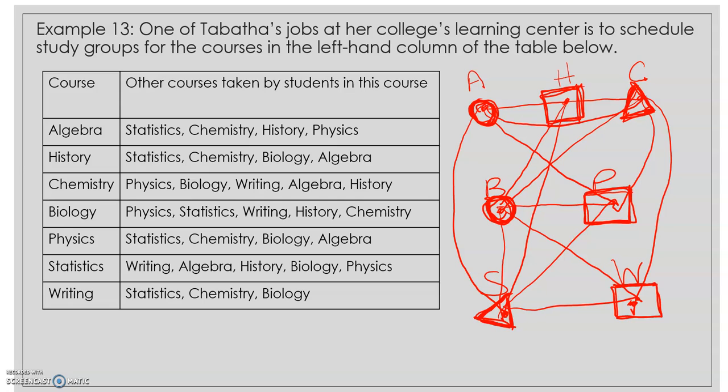We have 3 different colors or 3 different shapes. Algebra and biology can be scheduled at the same time. Statistics and chemistry can be scheduled at the same time. And history, physics, and writing can be scheduled at the same time.